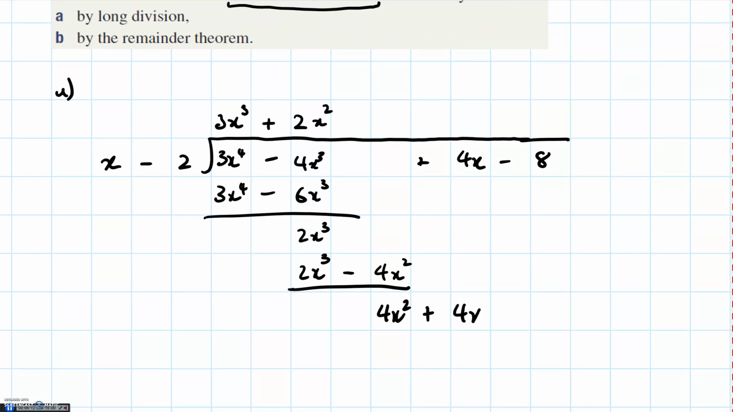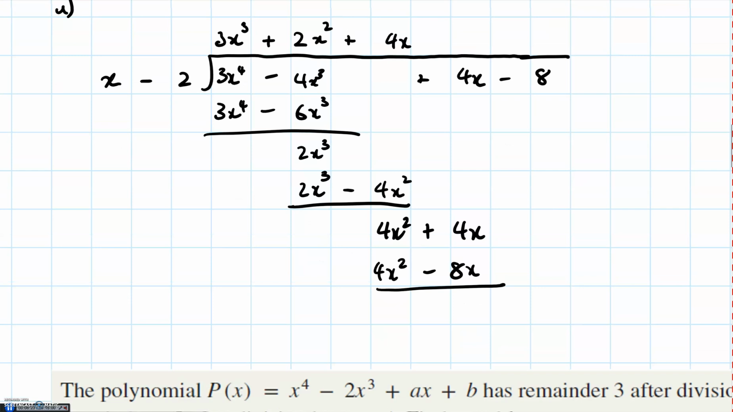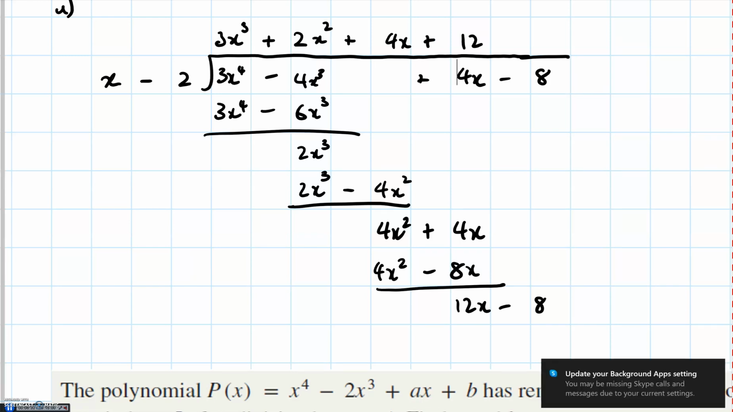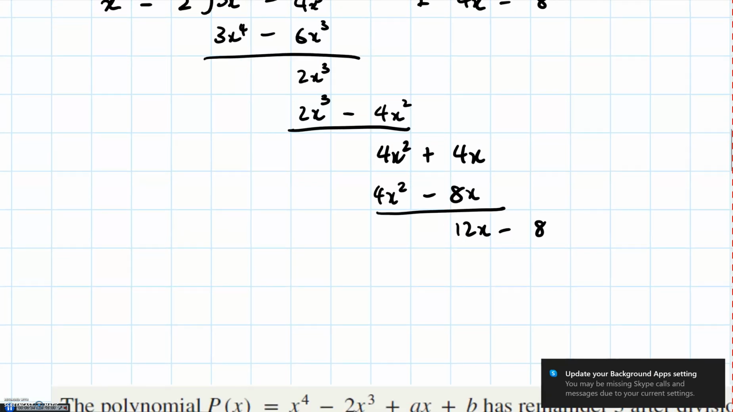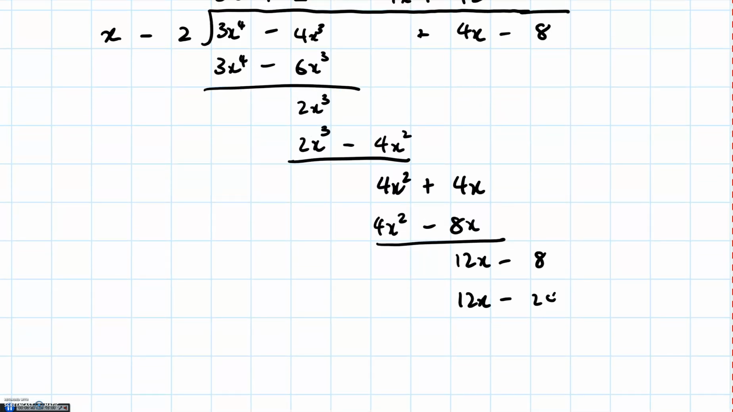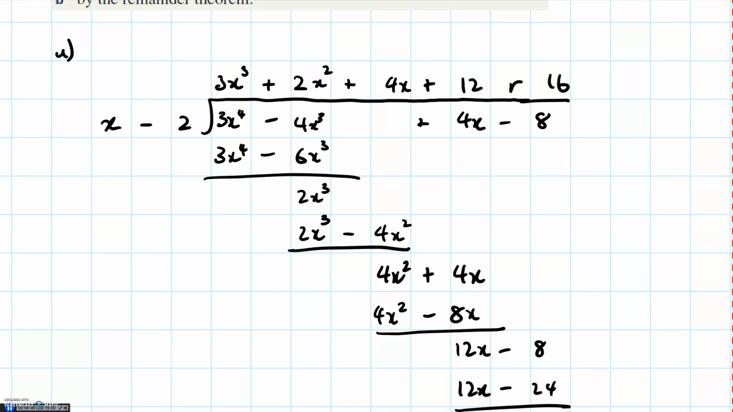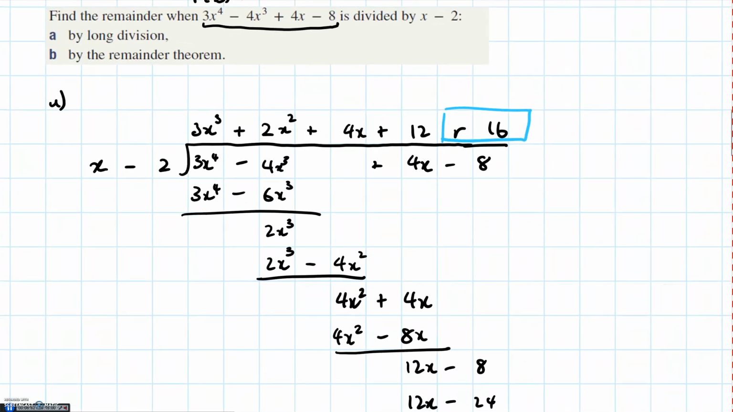I draw down the next term, plus 4x. Here I've got plus 4x, because x goes into 4x squared 4x times. Multiply it in again, minus 8x, so here I'm going to get 12x minus 8. And so I've got plus 12 to finish off. Let's just check, 12x minus 24. So when we subtract, we get 16 here. So the remainder, if we did long division, which you can use to check your result, is 16.